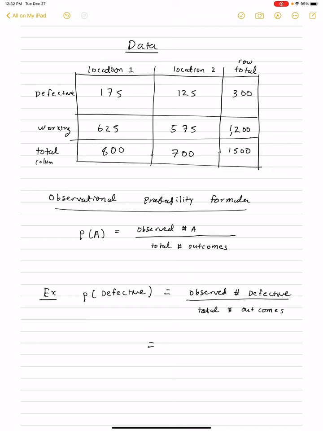And so that would be 175 plus 125. That's 300 divided by the total number of outcomes. That's the grand total, so that is the sum of everything on the interior here: 175 plus 125 plus 625 plus 575. That'll give you 1500. And we can simplify this to be 3/15, or simplify it further to be 1/5 or 20%. That's a problem if you own this company.